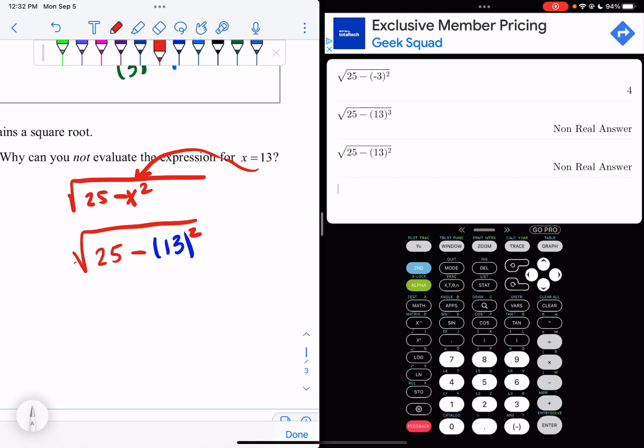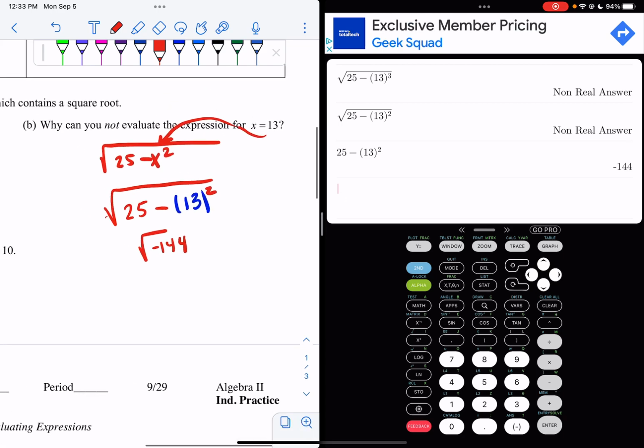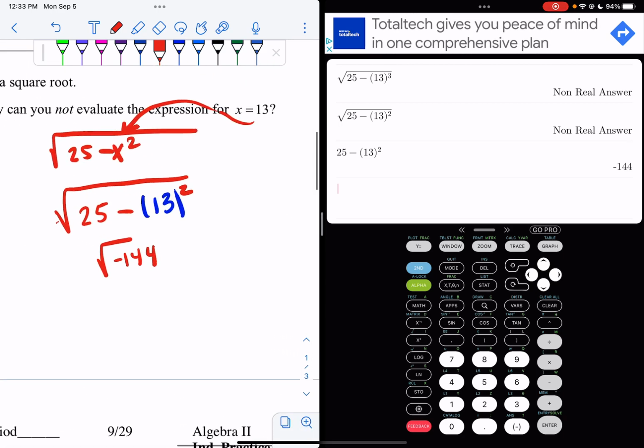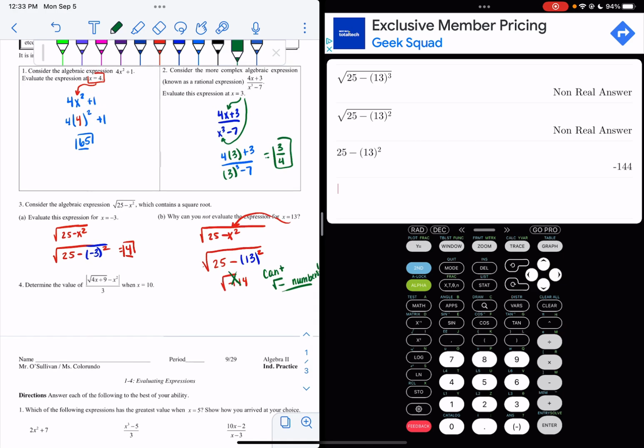I have no idea what that means, so let's figure this out. So I have 25 minus 13 squared, and I hit enter, and I get -144. And if we remember, it's not possible to take the square root of a negative number. So it's not possible to evaluate this at x equals 13 because you can't take the square root of a negative number.